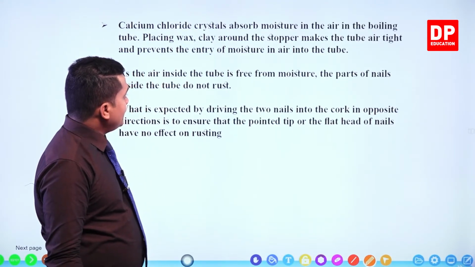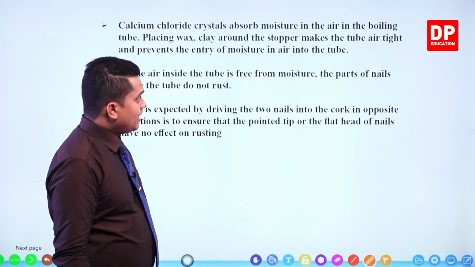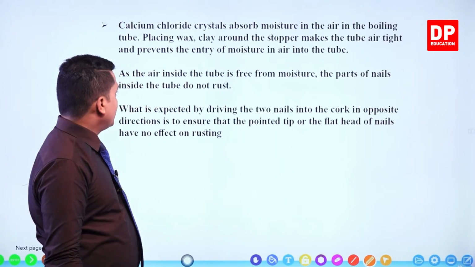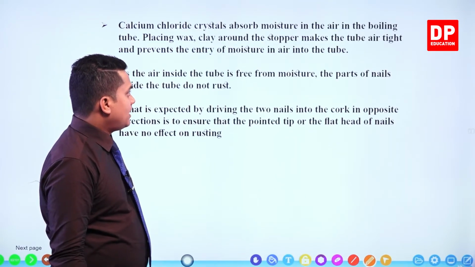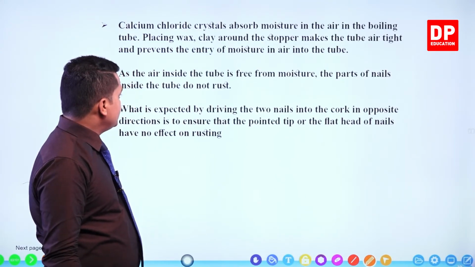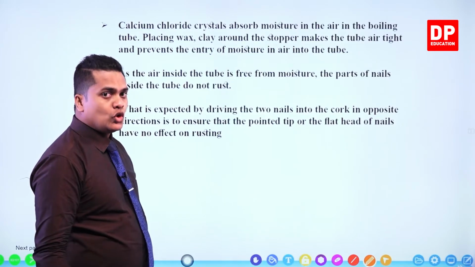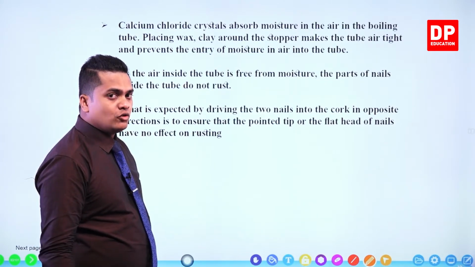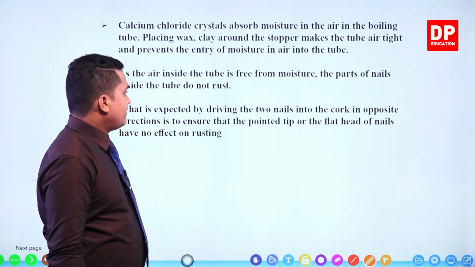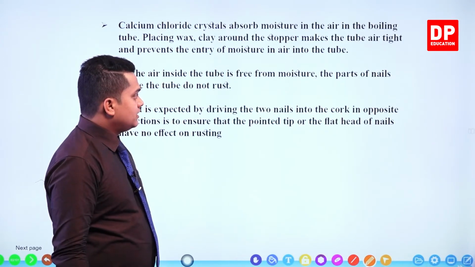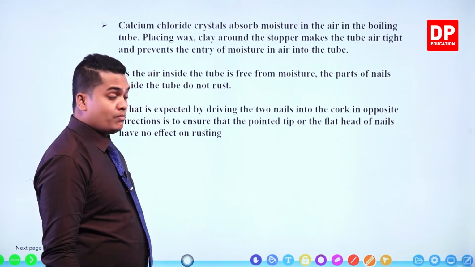So it prevents the entry of moisture in air into the tube. As the air inside the tube is free from moisture, the parts of the nails inside the tube do not rust. Inside the tube, no rust. What is expected by driving the two nails into the cork in opposite directions?